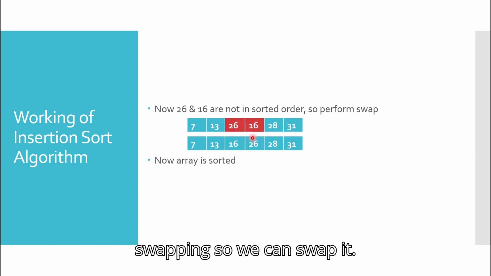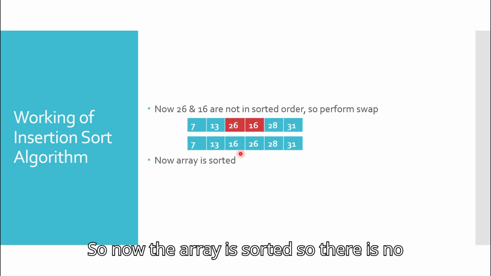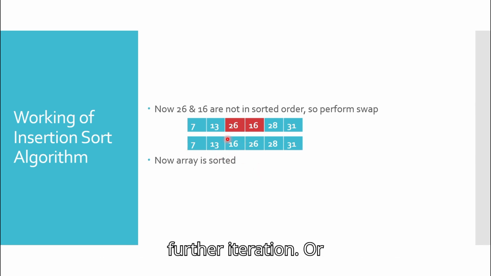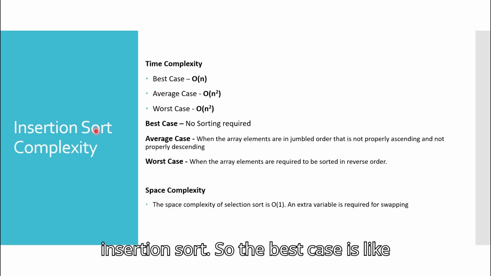Again, this requires swapping. So we can swap it. So we can see 7, 13, 16, 26, 28 and 31. So now the array is sorted. So there is no further iteration or check required.